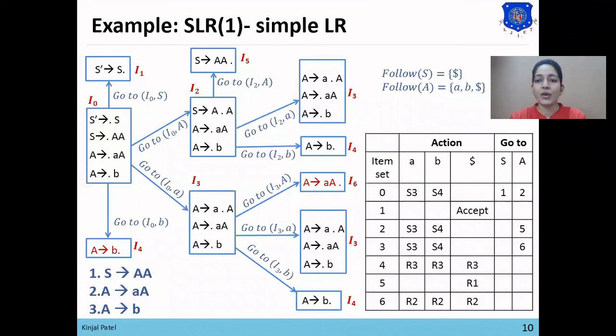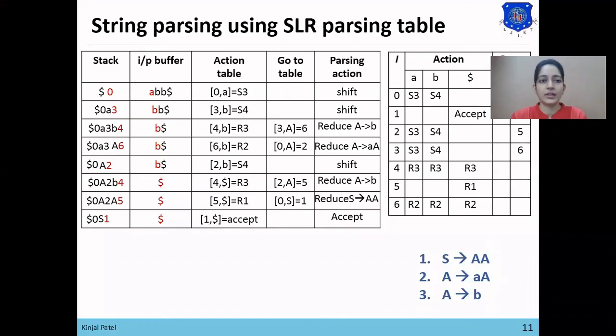So we have made all the shift and reduce entries in the parsing table. So step 2 has been performed in SLR. Step 3 is to parse the string using the SLR parsing table. This step is also the same as in the LR0 parsing technique, which we have already discussed.